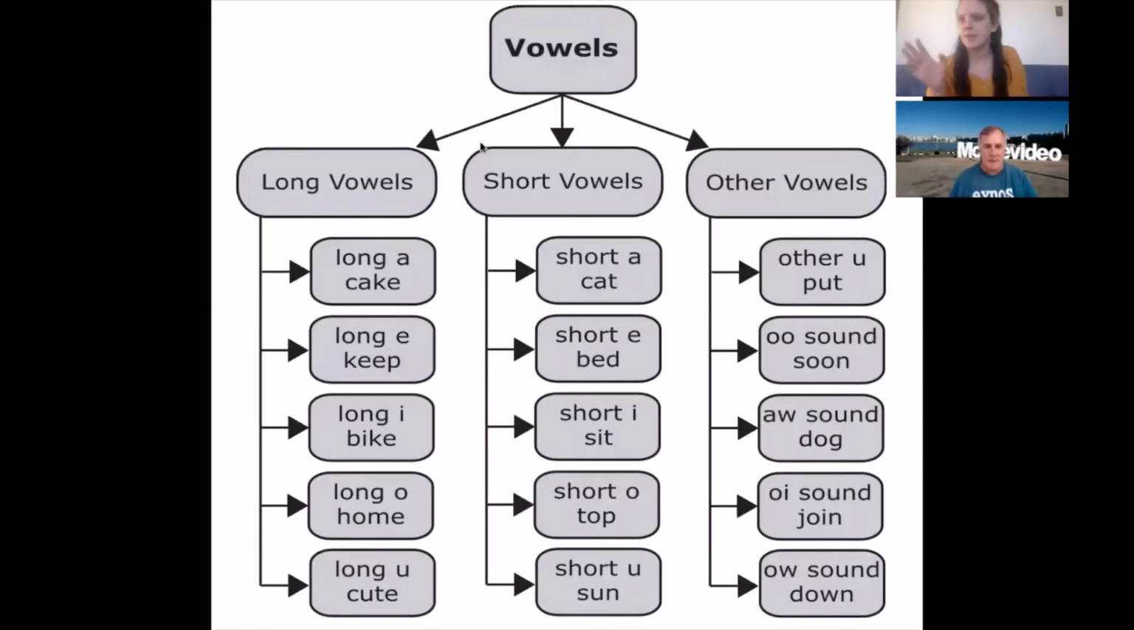We can break it down into three categories: long vowels, short vowels, and then the other category, which is usually blending vowel sounds. So you want to start it off, John?